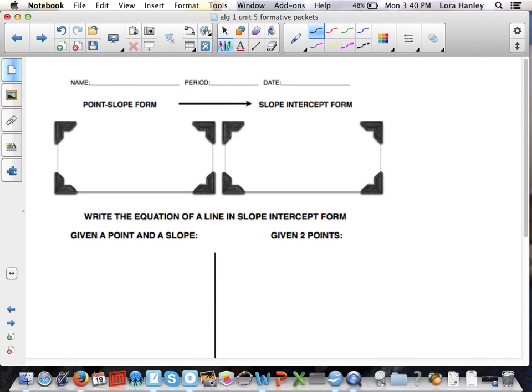So to start with, let's change an equation from point slope form to slope intercept form. Again, point slope is y minus y1 is equal to m times x minus x1, and we're going to convert that into y equals mx plus b. There are two scenarios in which you can begin with this. You can either be given a point and a slope, or given 2 points. We're going to start with a point and a slope.